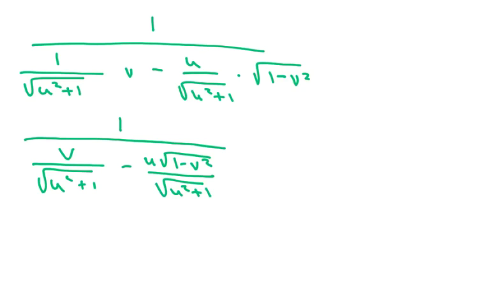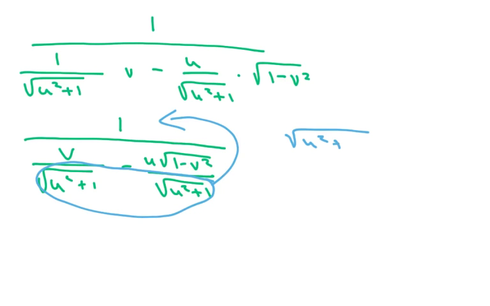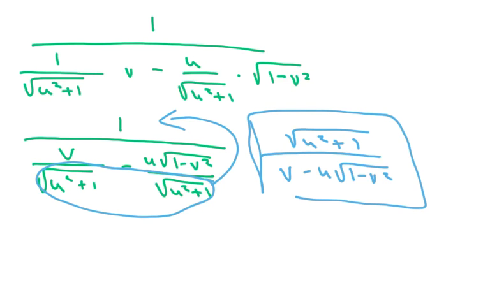Now, what I can do, just from algebra skills, is move the denominator up to the top here. That's just division. And they're the same, so that's just going to be square root of u squared plus 1 over v minus u times the square root of 1 minus v squared. And that's your final answer.